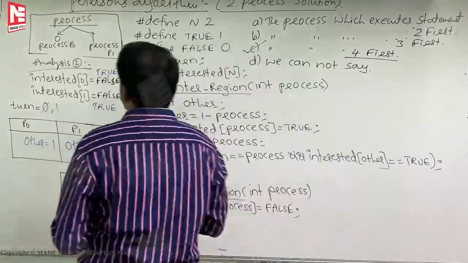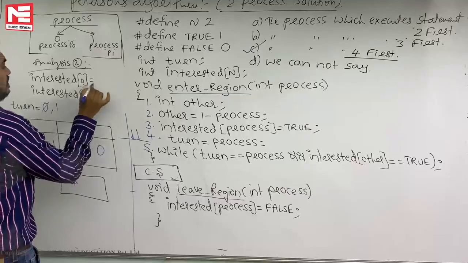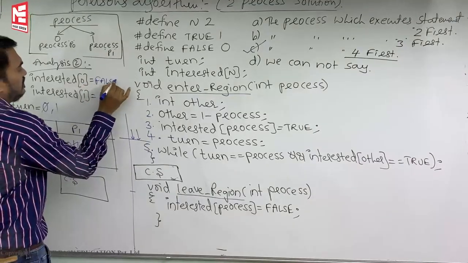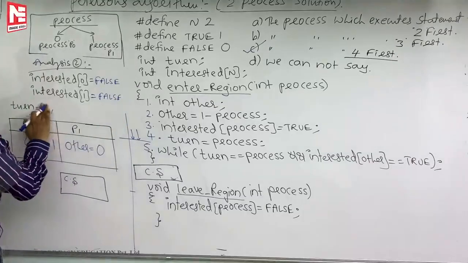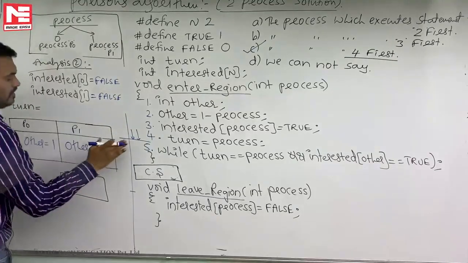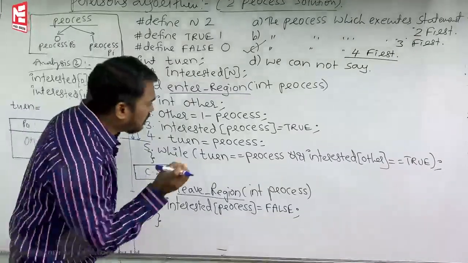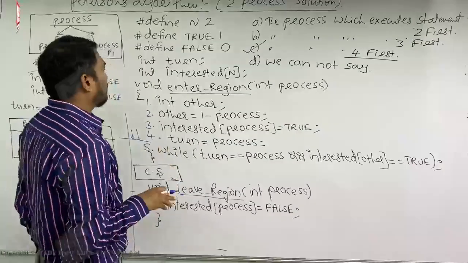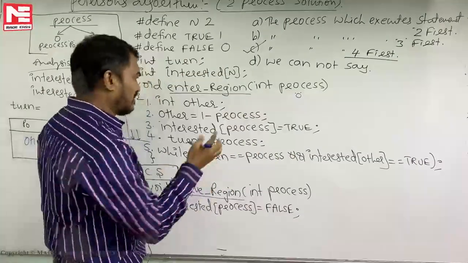So let's do the analysis. I am writing all this. बताओ initial values क्या था? ये भी false था, ये भी false था and there is no value in the turn. Listen carefully, पूरा अच्छे से ऑब्जर्व करो क्या कर रहा हूं. First I am running P0. Both are coming, both are trying to enter, first P0.